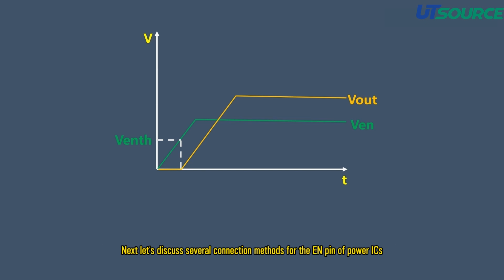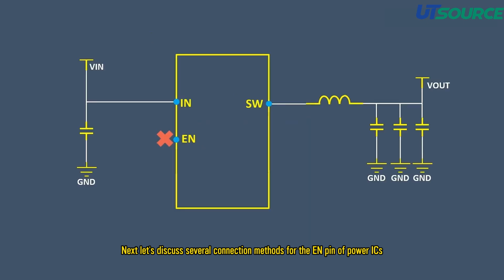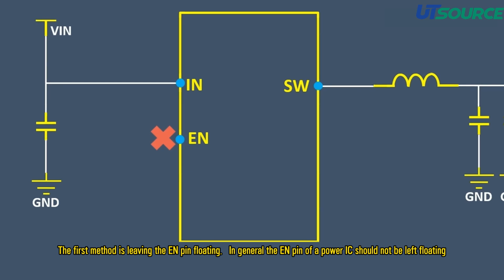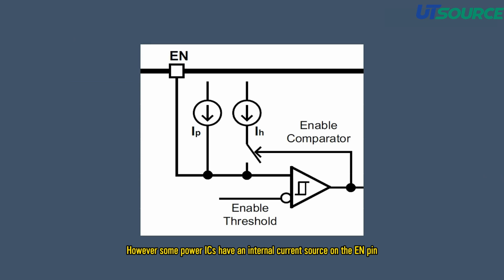Next, let's discuss several connection methods for the EN pin of power ICs. The first method is leaving the EN pin floating. In general, the EN pin of a power IC should not be left floating. However, some power ICs have an internal current source on the EN pin. When the EN pin is floating, the internal current source turns on the power IC.